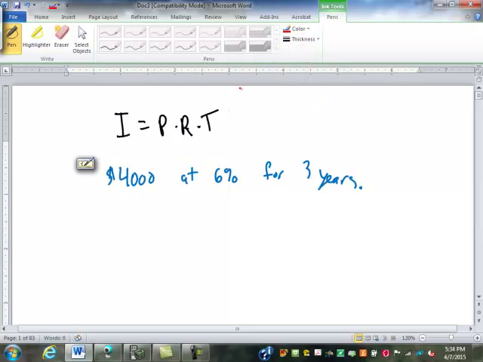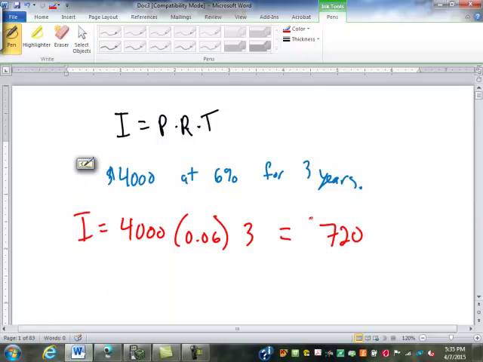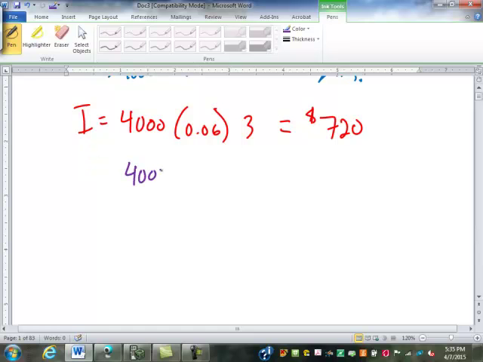Using simple interest, the amount that would be owed at the end of the 3 years would be found by finding the interest, which is going to be the $4,000 for principal, times 0.06 for the rate, and the time is just 3 years. Well, that's going to give us $720 in interest, and we would add that on to our $4,000 to get a total of $4,720 that was due at the end of the 3 years.